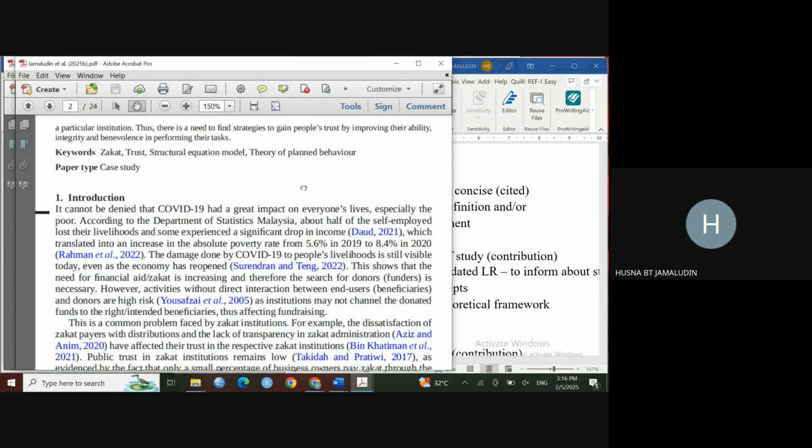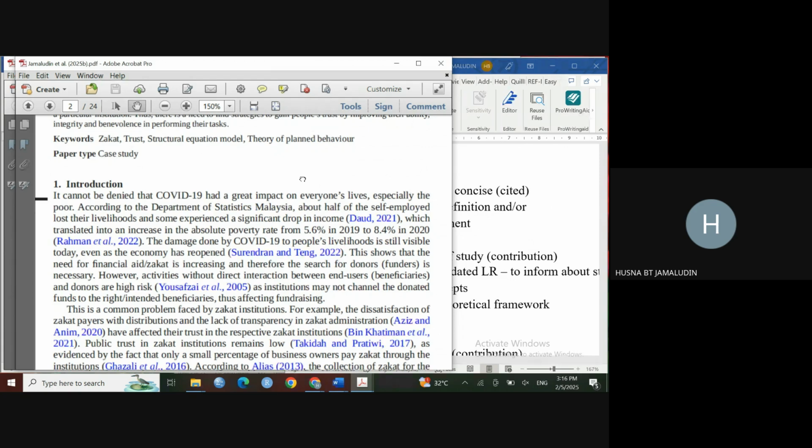Okay, so here we talk about zakat, right? So what is the problem? Remember we had COVID-19 before. So what happened? Because of COVID-19, it affected people's lives, especially the poor, of course, right? And saying that alone is not sufficient. If you stop there, you can say, okay, it is known that COVID has negative impacts on the lives of the poor, full stop.